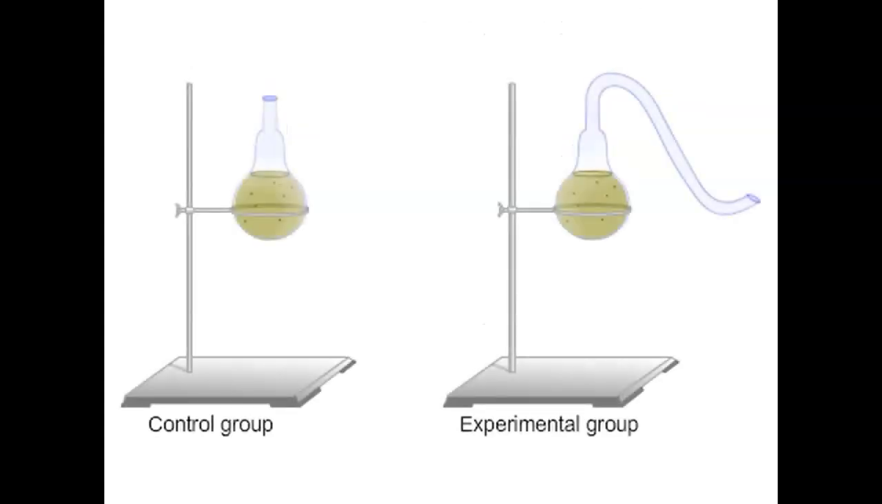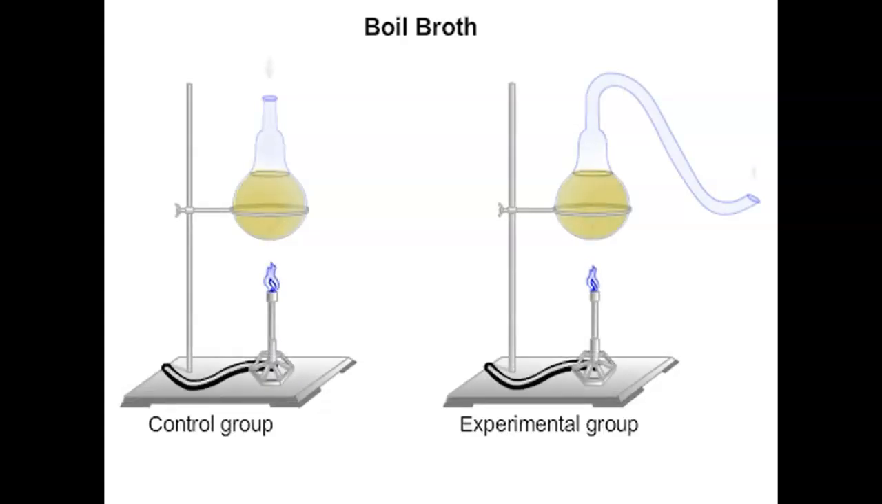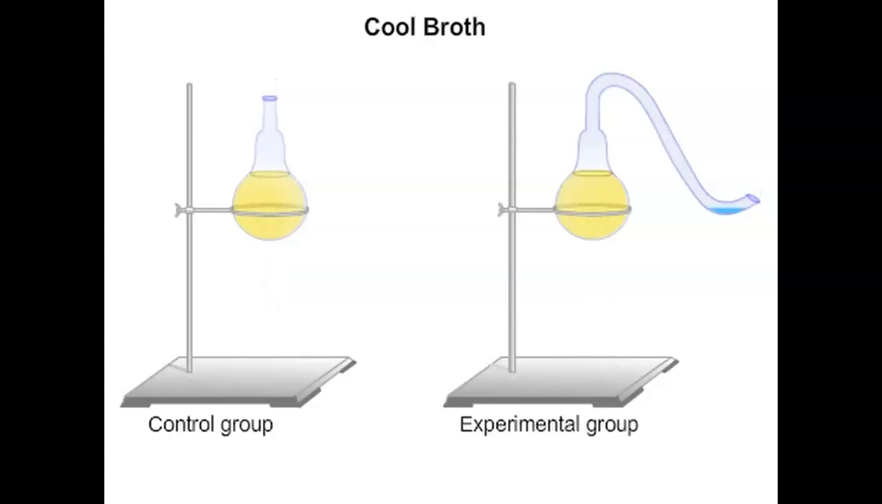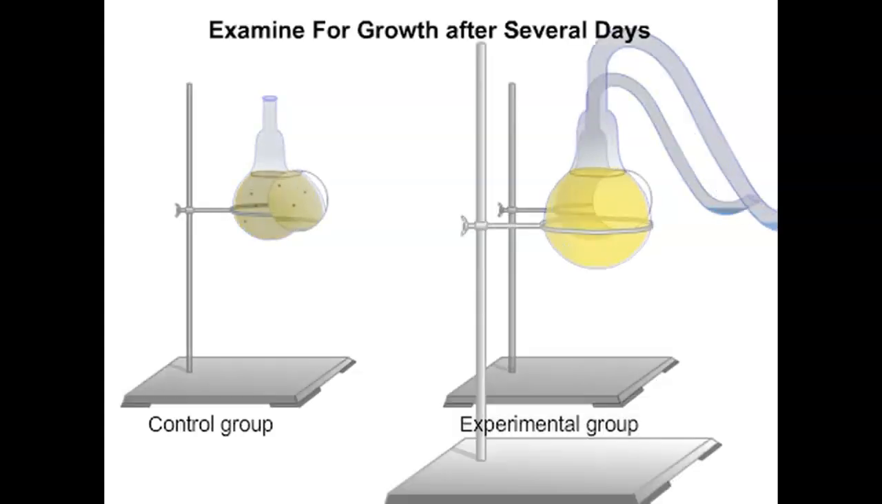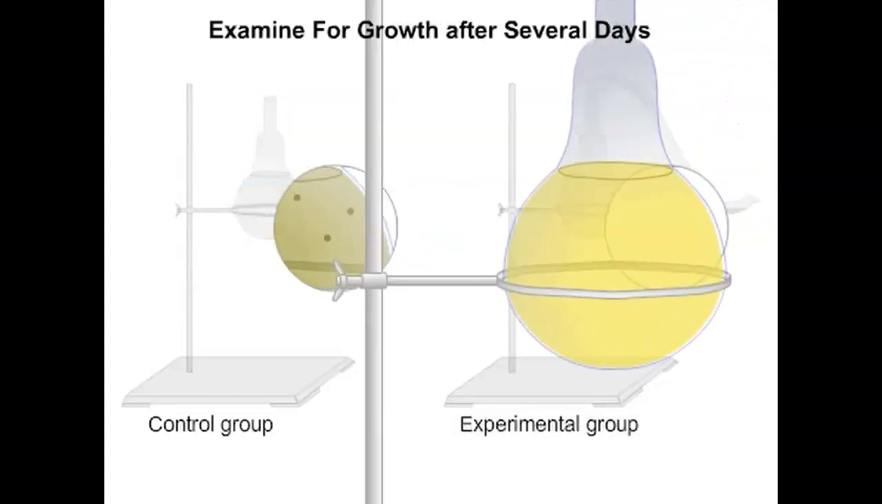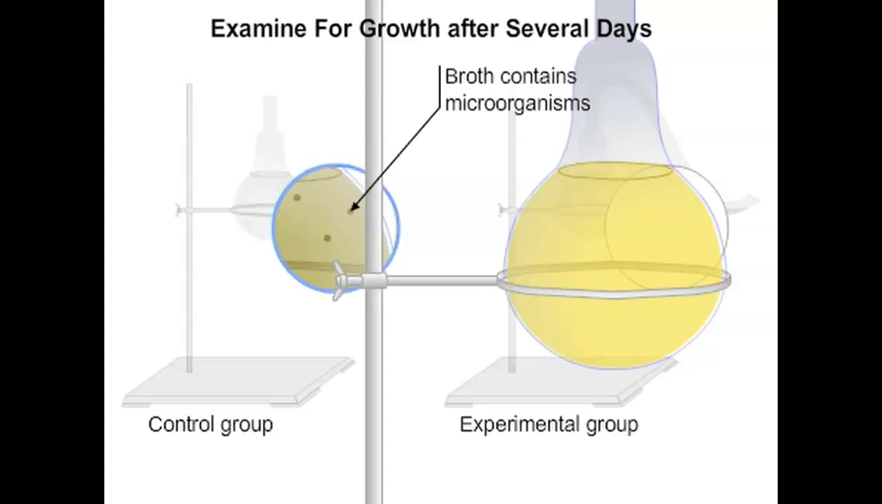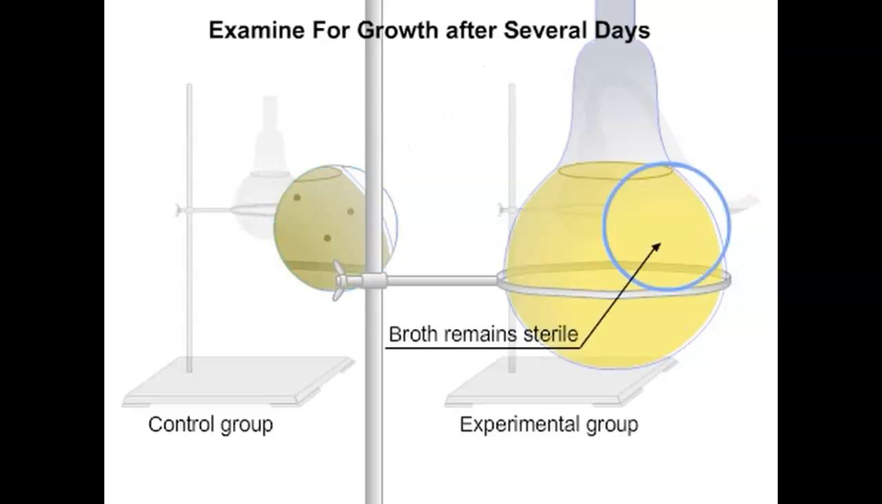Pasteur then performed the same procedure on these 2 flasks. He boiled the broth to kill any existing organisms. He then let the broth cool and allowed it to sit for several days, after which he removed the necks of the flasks and checked the broth for the growth of any organisms. Pasteur found living organisms only in the control flask. Because the experimental flask remained sterile, the hypothesis of spontaneous generation was rejected.